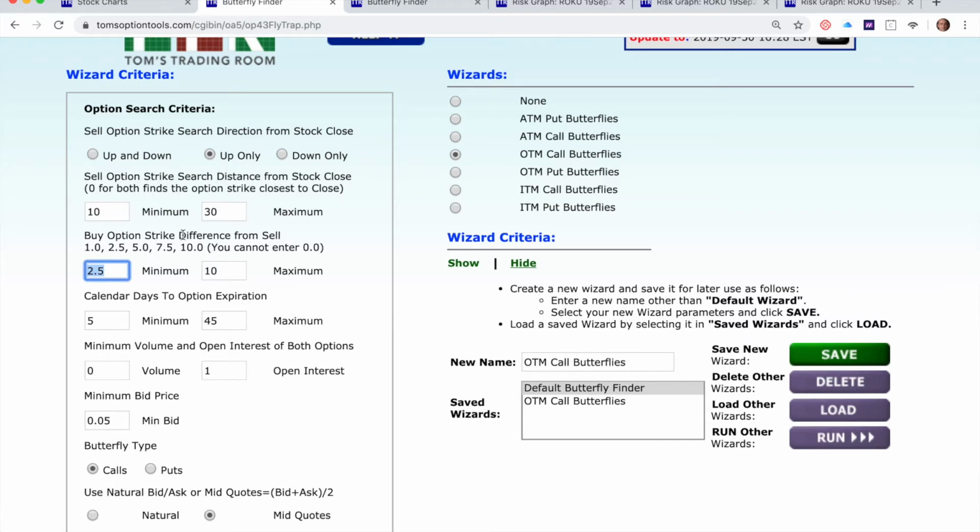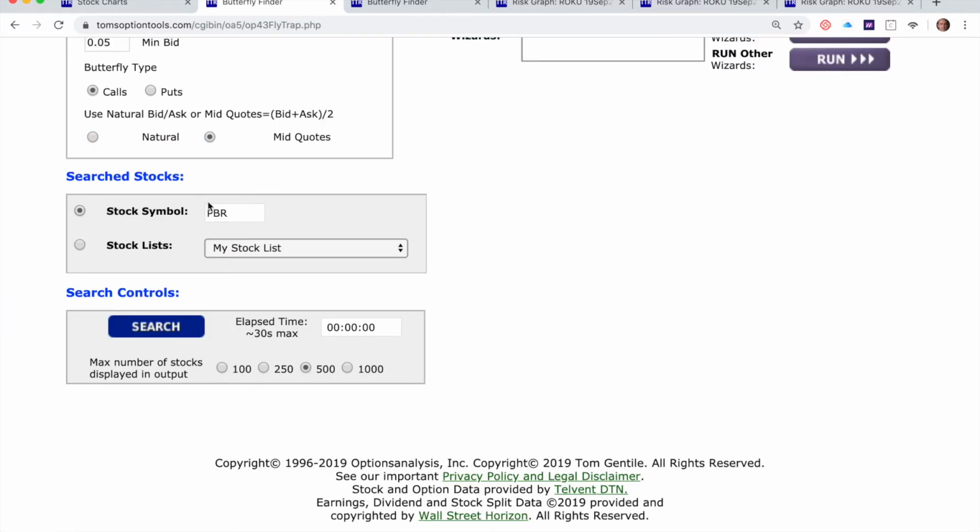Also for buy option strike difference from sell, we want our butterflies to be at least 10 points wide between strikes, as high as 30. We want them at least 10 points away and maybe as far as 30 points away. So these are going to be out of the money, they're going to be wide, they're going to be cheap. Place the symbol for the stock that you're interested in. We're interested in Roku, and I'm going to hit my search button.